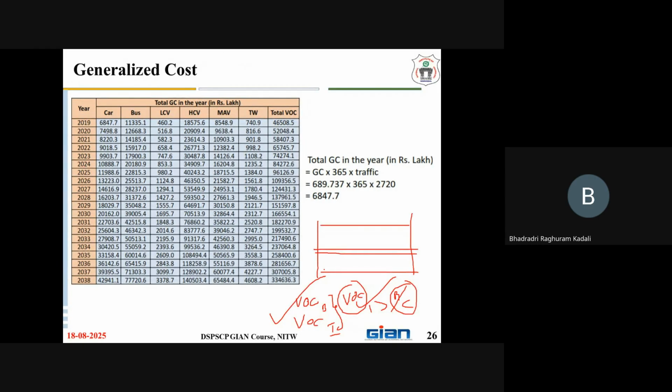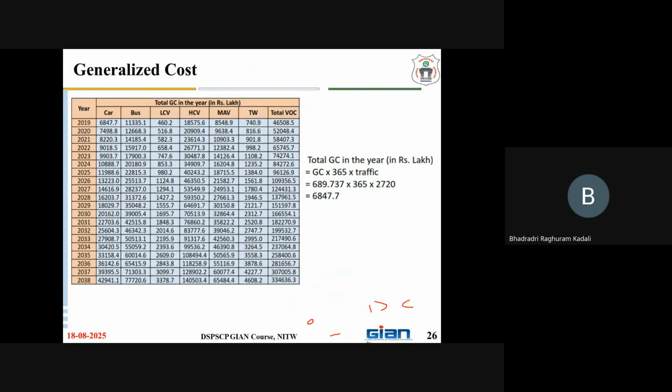So this is the way the economic evaluation of a project will generally be analyzed, for any project. If you have any questions, we will discuss. Otherwise, this is the discussion about the estimation of the vehicle operating cost of a project.